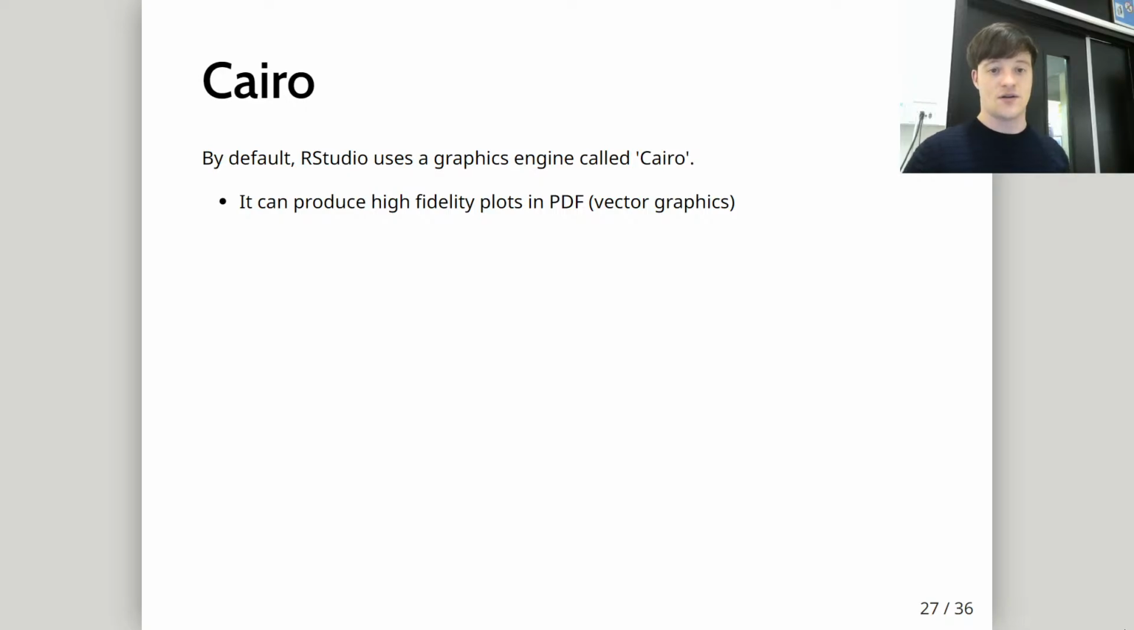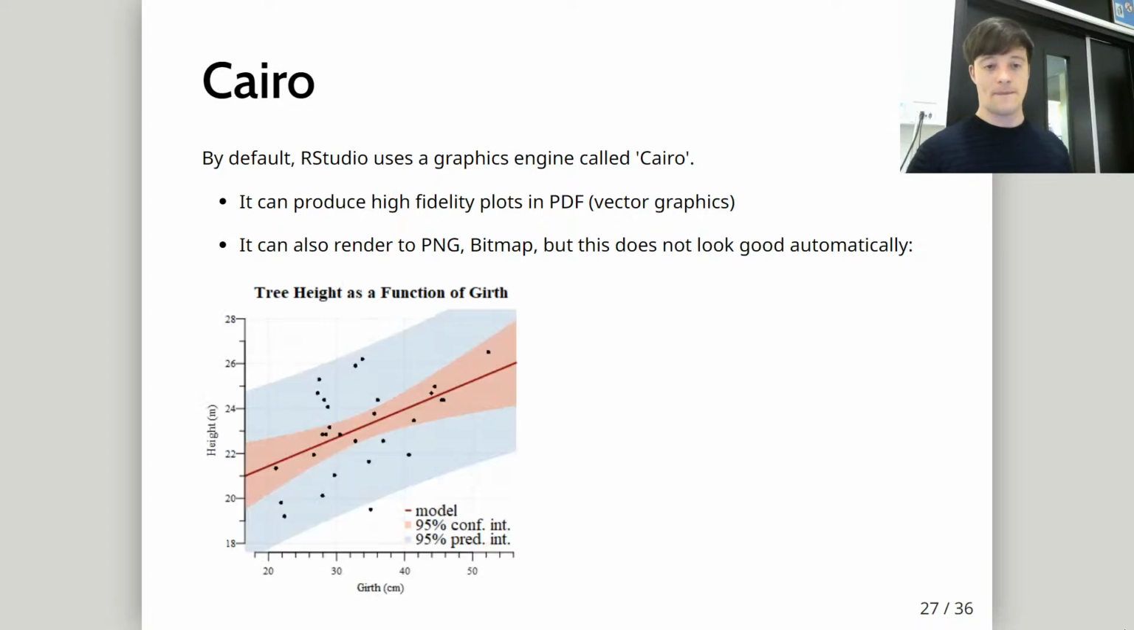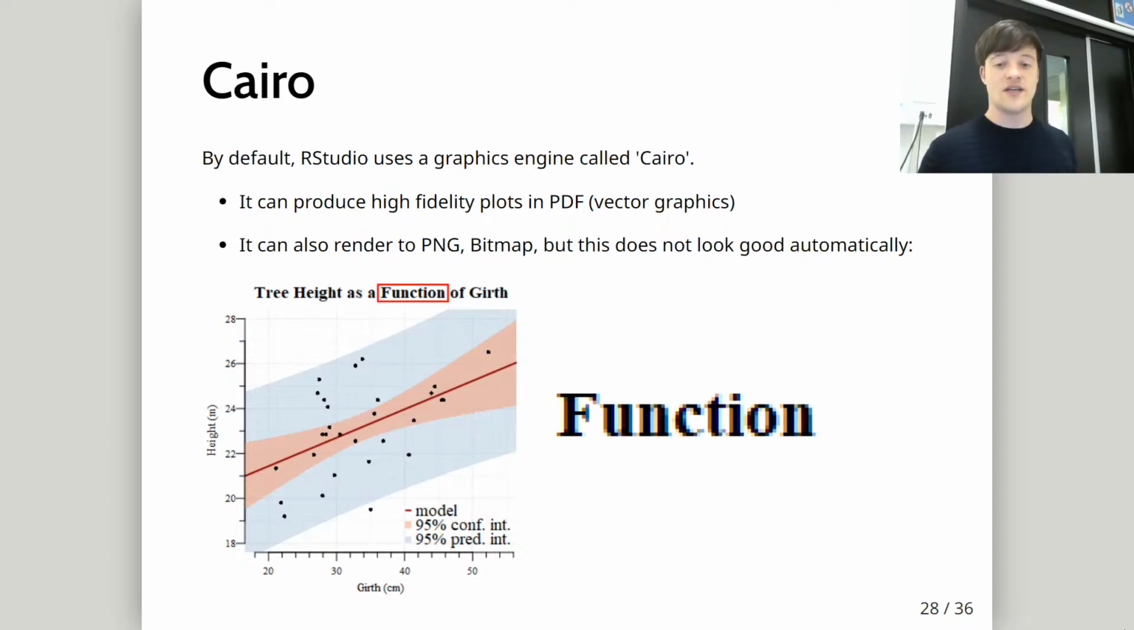So the default RStudio device is called Cairo. So if you get any errors about Cairo, it means that the graphics device doesn't work. It works very well for PDF, but for PNG and bitmap, the default is not so nice. Here's an example. If you render it to a lower resolution, we can really see the problems using Cairo. So it uses ClearType.